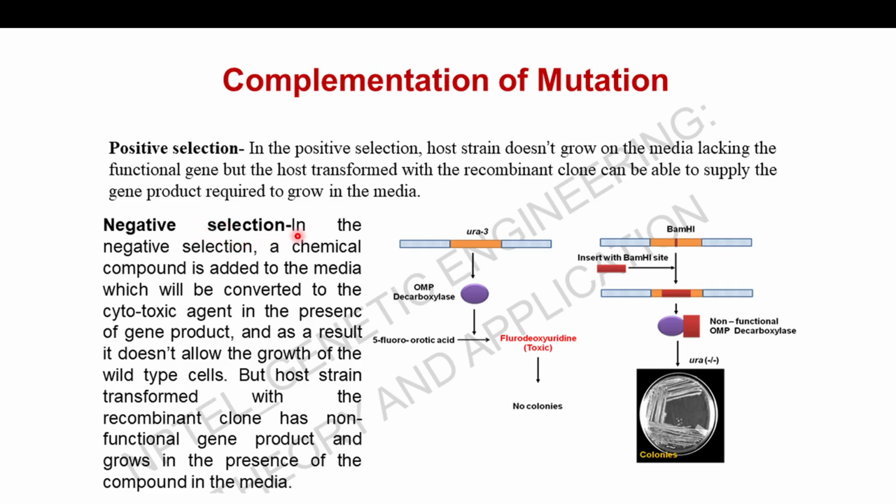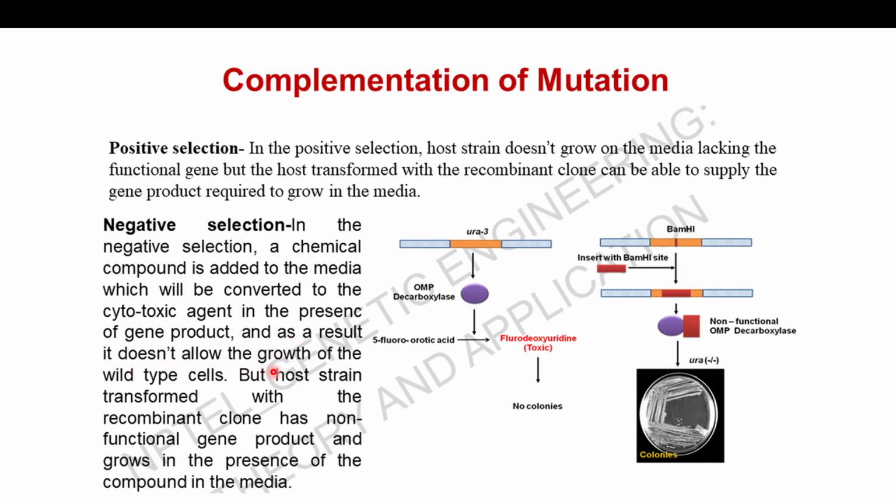And in negative selection, a chemical compound is added to the medium, which will be converted by a certain gene that has been introduced that codes for an enzyme or some other molecule. Only those cells that have taken up the foreign gene, which has a certain sequence that codes for a cytotoxic agent, and have taken up that gene product, as a result won't be growing in this case.